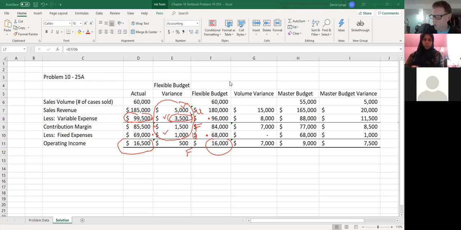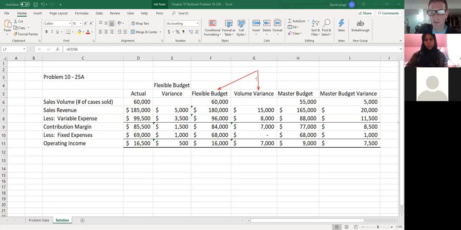Now, once you do that part, let me clear this. So now let's take a look at the volume variance. The volume variance is where we're comparing the flexible budget to the master budget. And you'll take note here, they've got different volumes. Notice the flexible budget is using 60 and the master budget is using 55.